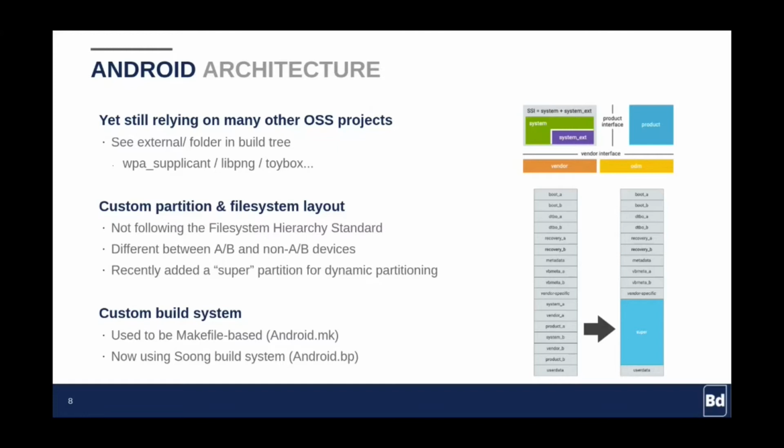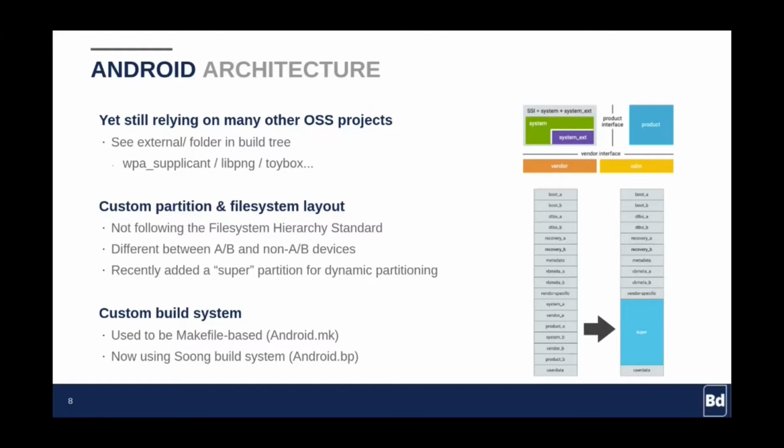But then you also have some custom partition and file system layout. This is not following the file system hierarchy standard, so you won't find any /usr/bin, /usr/local and stuff like that. That is different in Android. Instead, everything has been split into different partitions like vendor, system, OEM. Also, this partition layout is different whether you use AB or non-AB devices. We're going to cover what the differences are later on. They're still trying to improve their layout and add new features, and that's why in the latest version they also added something called the super partition, where you can do dynamic partitioning. This is a good example of something that is very Android specific.